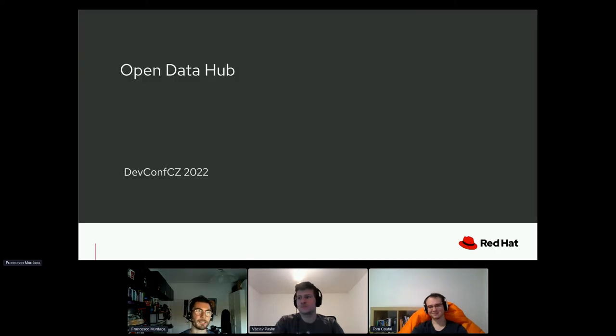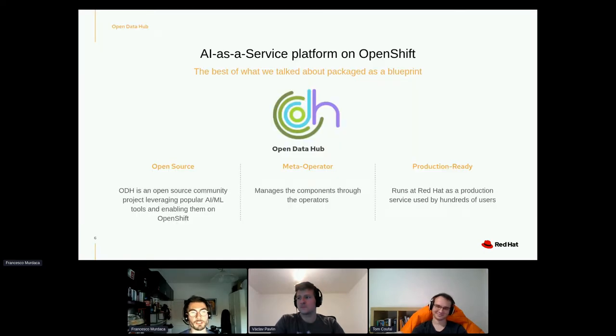So Open Data Hub is an open source project. There is a community behind it, and it's basically an AI as a service platform that runs on OpenShift. It's production ready, so it's already used by hundreds of users. And it's a meta operator, which means it is able to manage different components through operators. There are many tools that we are going to see today, and all of these are managed and installed by Open Data Hub.